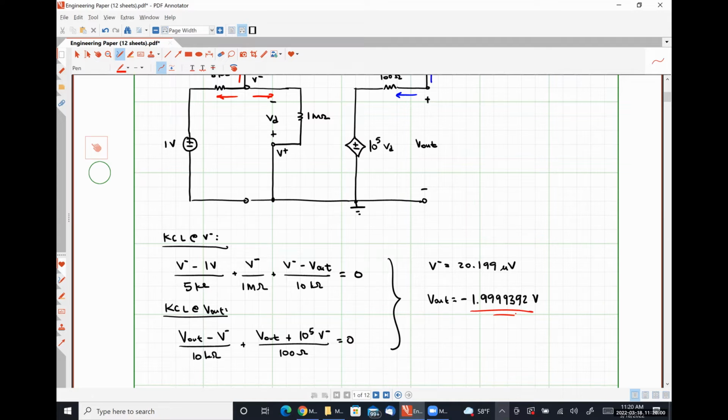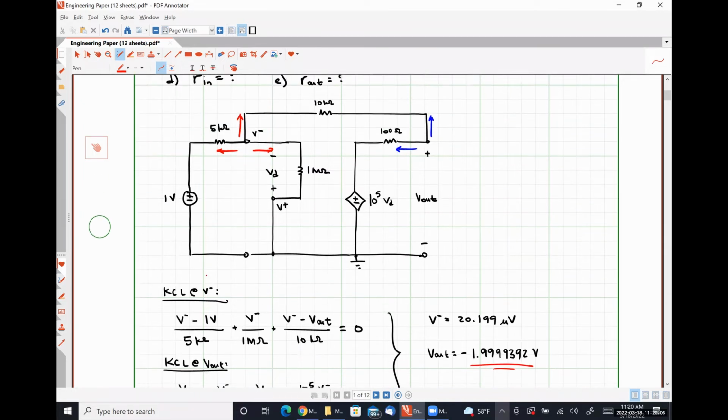You said VD is equal to negative V minus? That's correct. No, let's look at it, okay? Our differential voltage VD is always the difference between the non-inverting input node minus the inverting input node. The non-inverting input node is at ground. So VD is 0 minus this, which is just negative that.